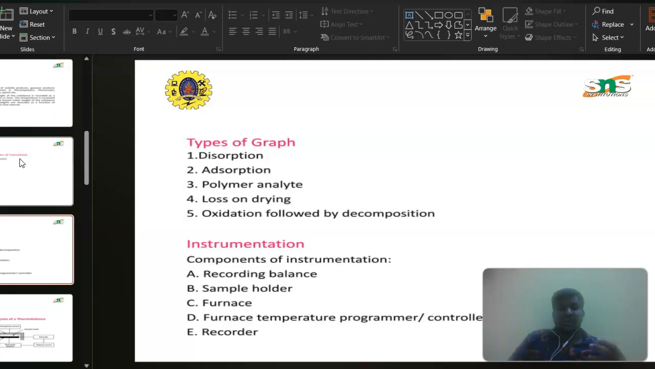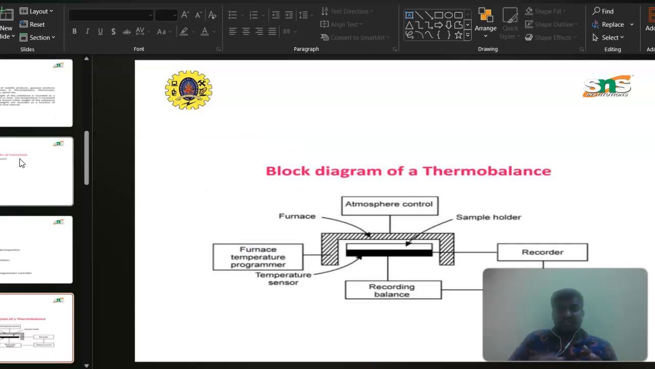Next, we will see the components of instrumentation in TGA: recording balance, sample holder, furnace, temperature programmer controller, and a recorder. The figure shows the corresponding block diagram of the thermobalance used for TG analysis. In the next PPT, we will detail the components of the thermobalance.